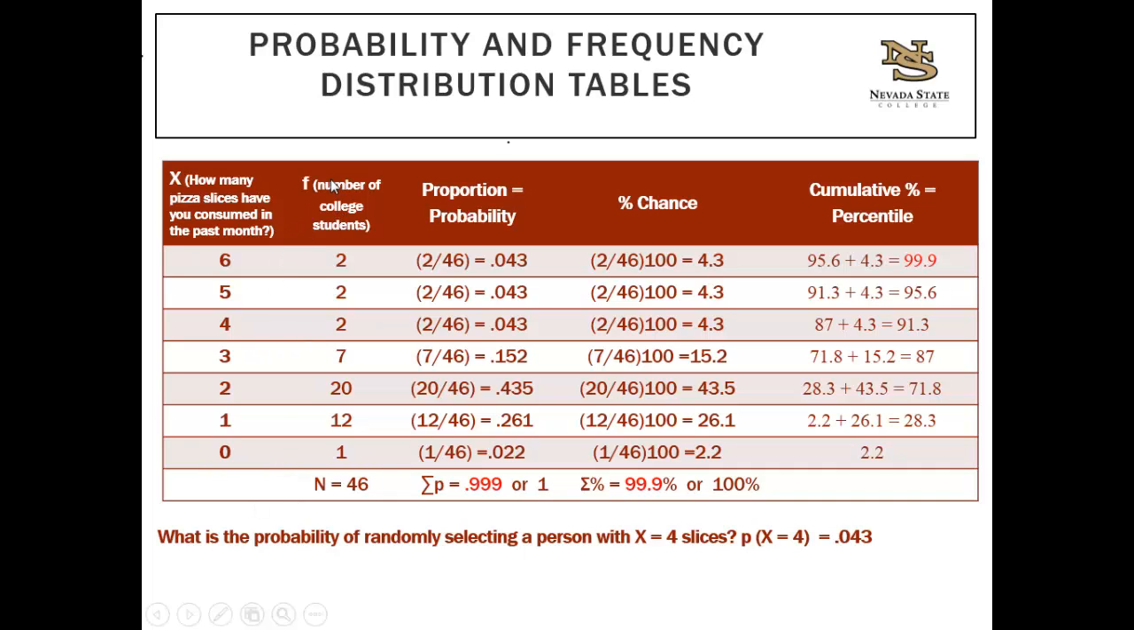Then this column, the frequency column, right? So how many college students said that they ate each one of these numbers of pizza slices in the past month? So 2 said they ate 6 pizza slices in the past month. 2 said they ate 5. 2 said they ate 4. 7 ate 3. 20 students said they had 2 slices of pizza in the past month. 12 said 1, and 1 said 0.